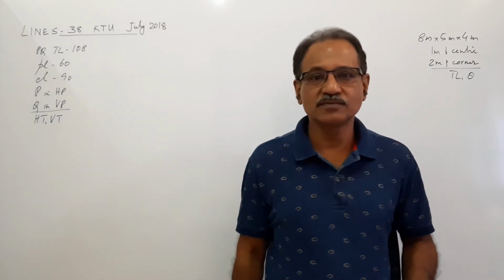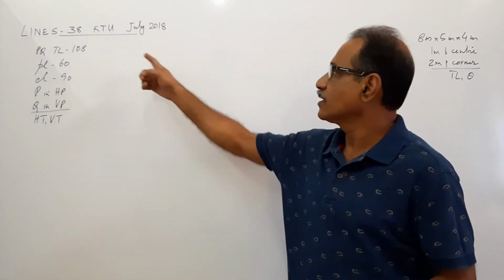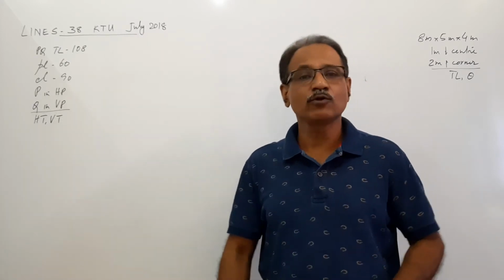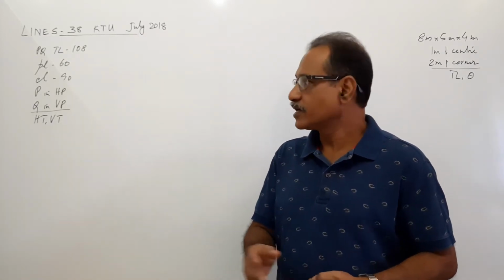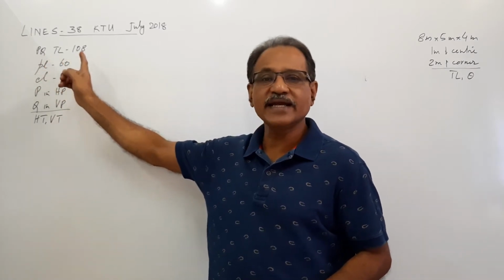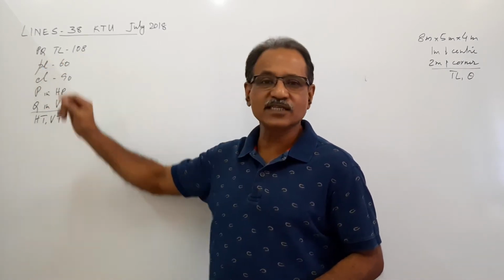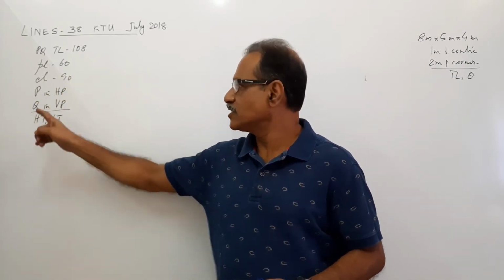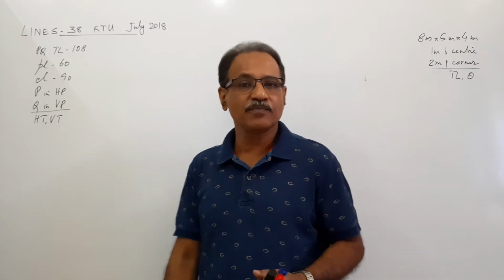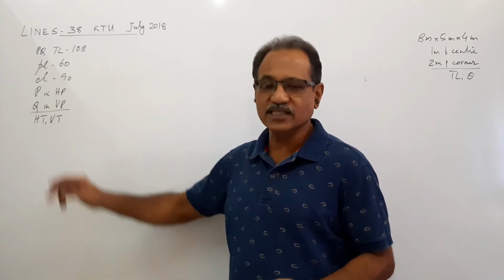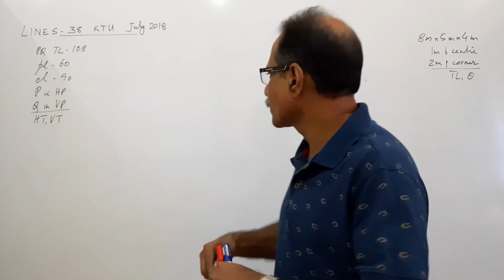Good morning, students. We are going to see lines, problem 38, KTU, July 2018. The question says, line PQ has its true length 108 mm, the plan length is 60 mm, elevation length is 90 mm, the end P is in HP and the end Q is in VP. You are asked to draw the projections and find out the traces.